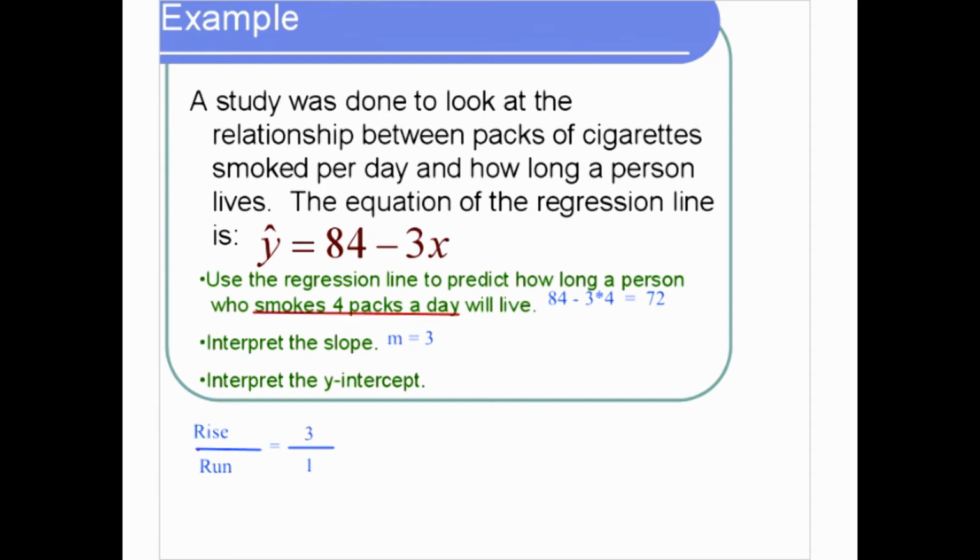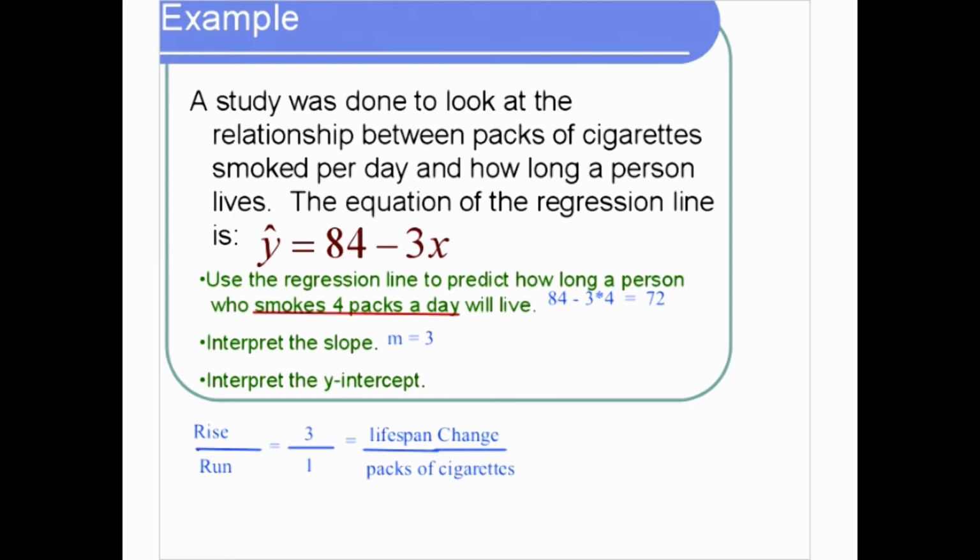Okay, but we can also think about this in words, and it helps to write down the words. The rise is, again, the change in Y. Well, Y is lifespan, or age of death. Lifespan sounds a little nicer, that's all. So the rise is the lifespan change, and the run is going to be the change in packs of cigarettes. Any questions on that so far?